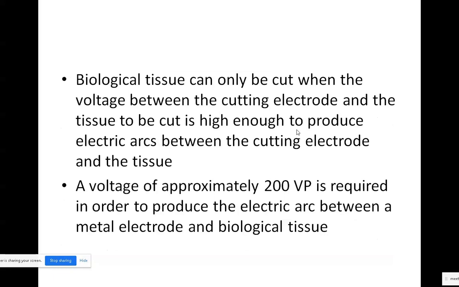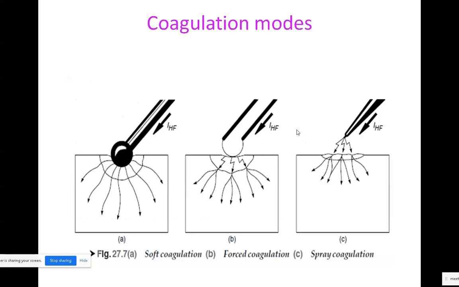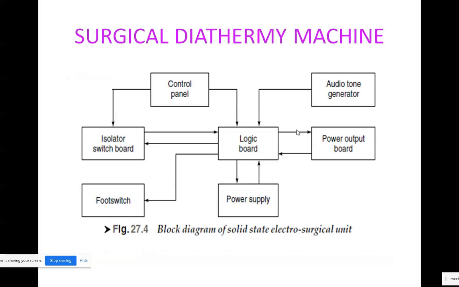Then biological tissue can only be cut when the voltage between the cutting electrode and the tissue to be cut is high enough to produce an electric arc between the cutting electrode and the tissue. So the cutting process is done while you are applying the voltage to the electrode. You have to create the electric arc in the tissue. Then only you will be getting the cut.